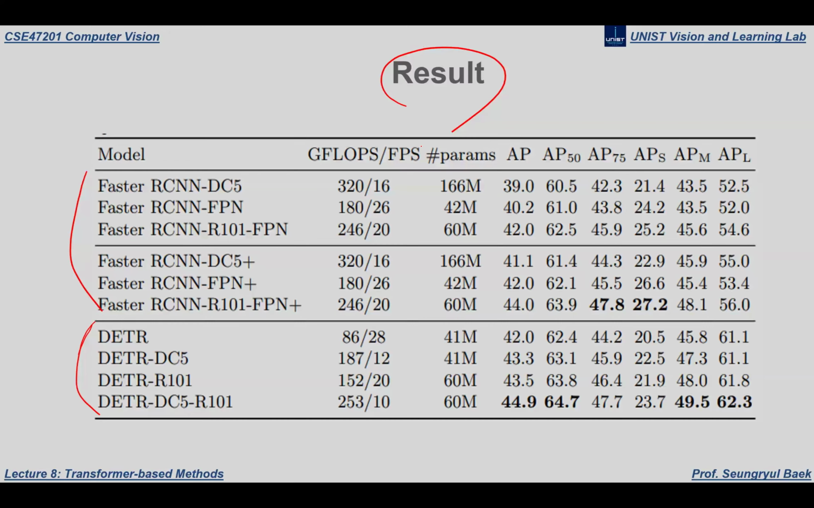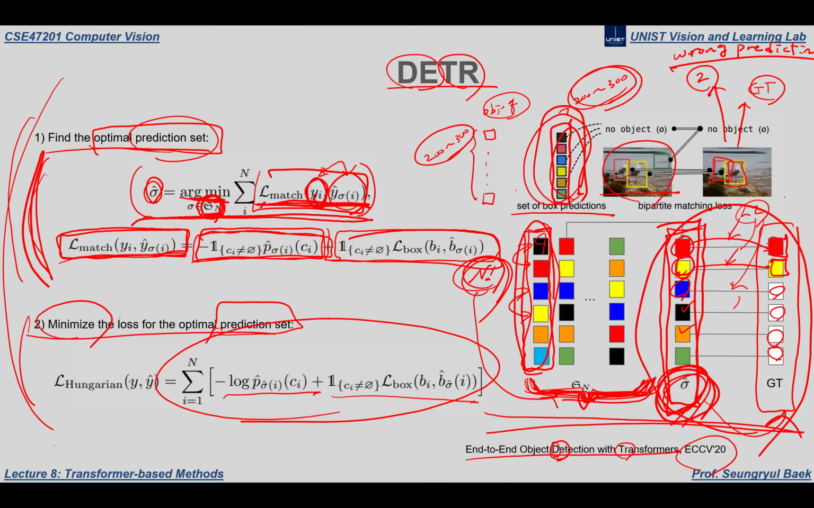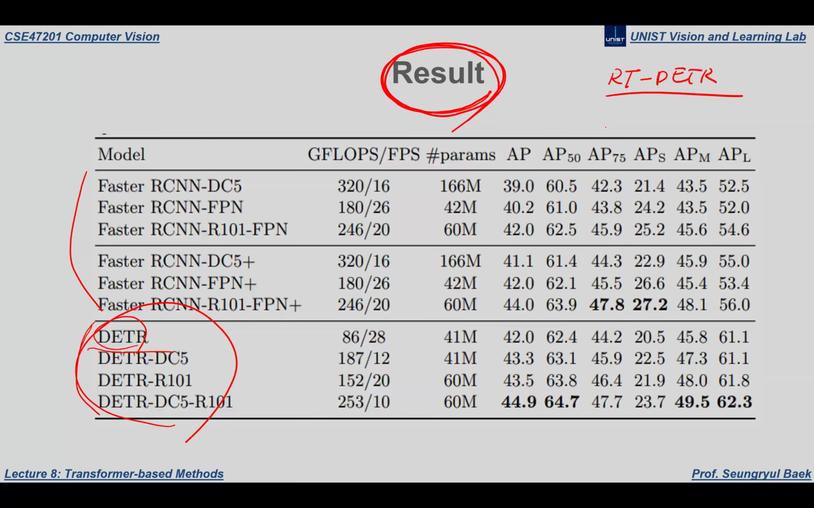And next week, we will further learn about RT-DETR, which is the real-time DETR. The criticism regarding DETR is that even though its performance is very good, its speed is very slow. So RT-DETR accelerates the implementation of DETR. So we will learn about that.